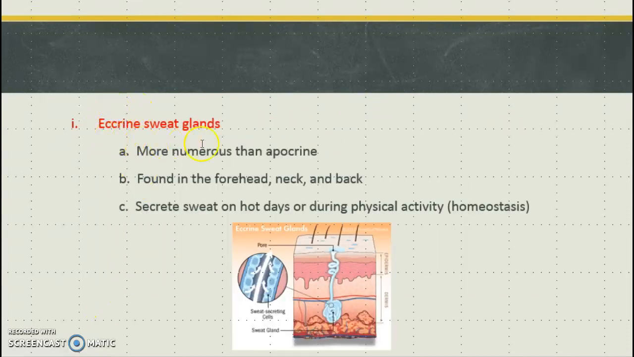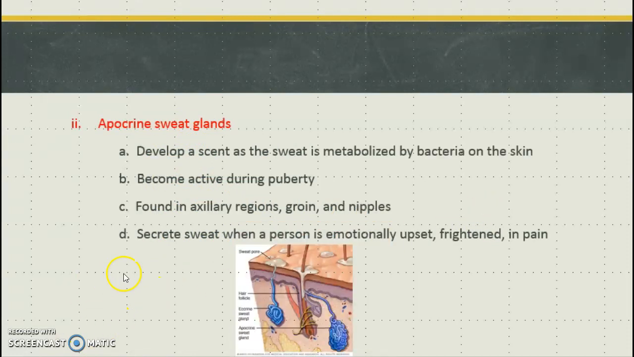So once again, the eccrine version of the sweat glands, also a merocrine gland. They're more numerous than the apocrine. They're found in the larger region of the body, being the forehead, the neck, and the back, and they're used for homeostatic regulation of our body temperature. And once again, the apocrine, although they don't function as an apocrine, they are found in our pubic regions, and the sweat they release is metabolized by bacteria, which causes that scent.